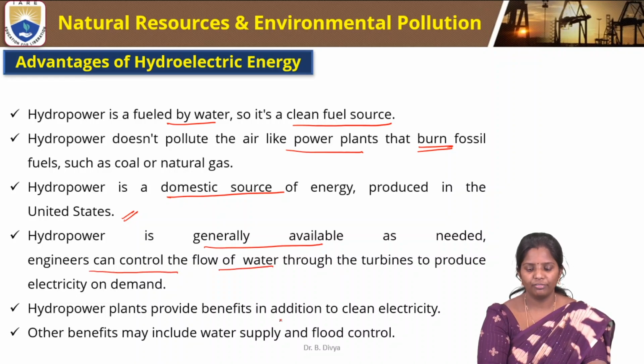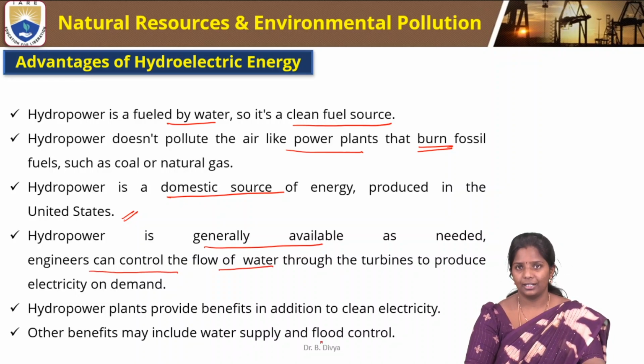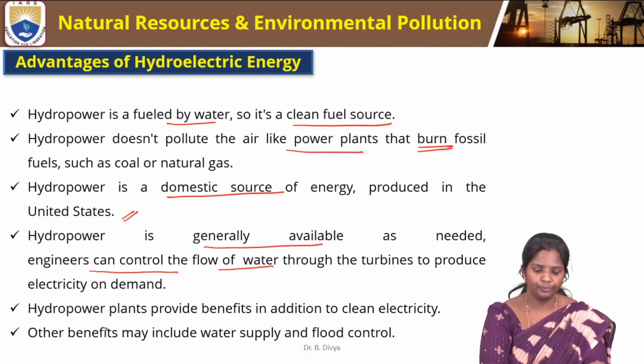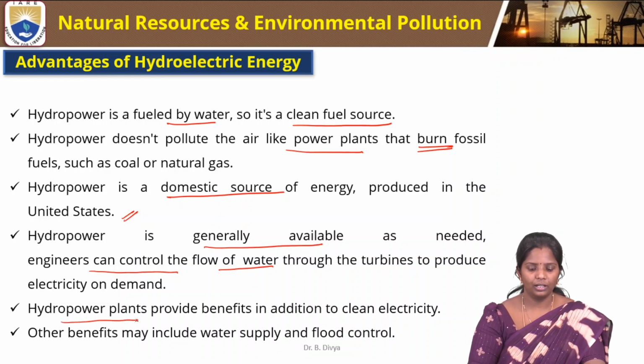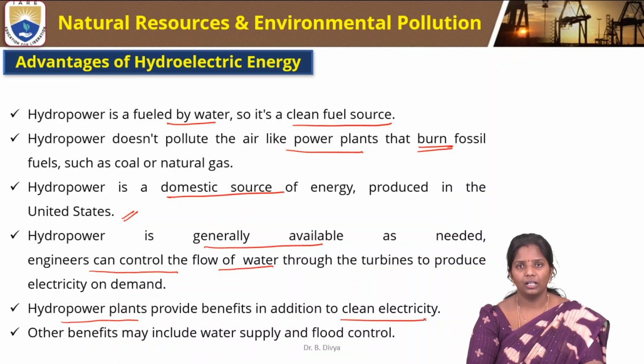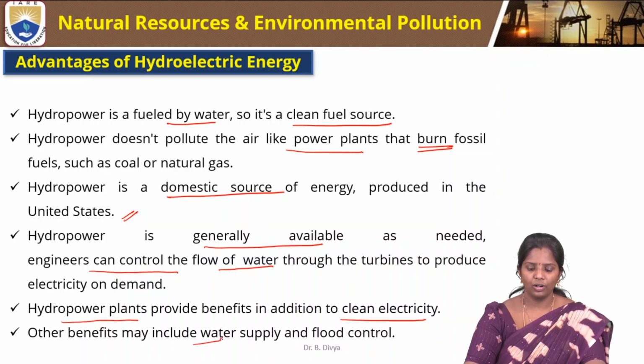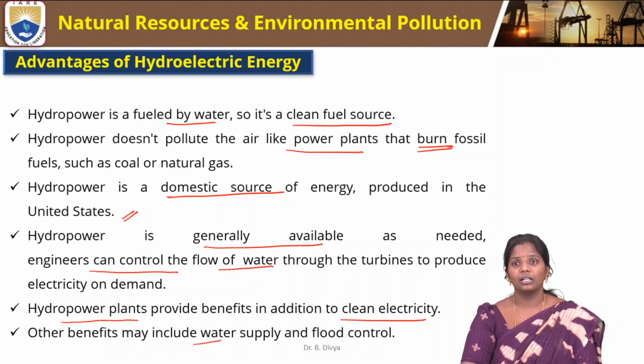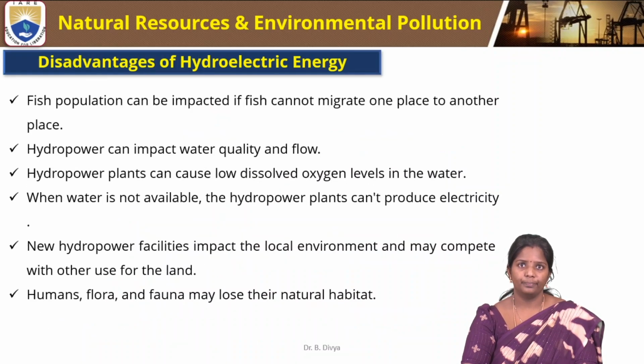Engineers can control the flow of water through the turbines to produce electricity. So the main control should be the turbine so that the electricity can be generated, and also there is always a control present over the flow of water. Hydropower plants provide benefits in addition to clean electricity. So we are favoring clean electricity generation. And other benefits include water supply and flood control. Floods can also be controlled because we are utilizing this water in the electricity generation.